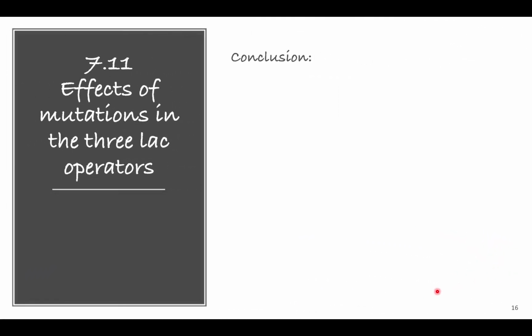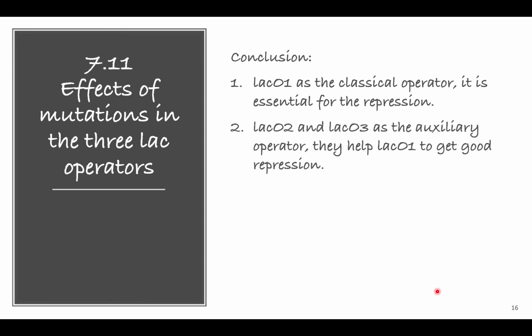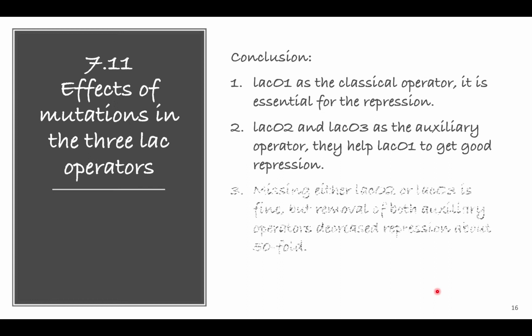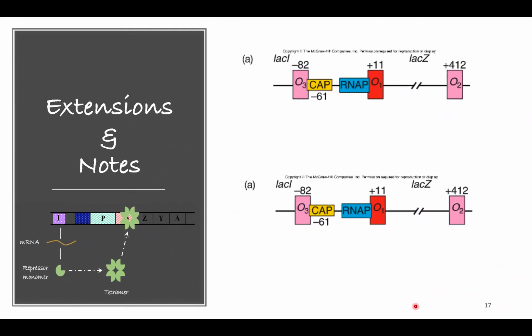So now here's the overall conclusion. First, LacO1, as the classical operator, is essential for the repression. Second, LacO2 and LacO3, as auxiliary operators, help LacO1 to get good repression. Third, missing either LacO2 or LacO3 is fine, but removal of both auxiliary operators decreases repression about 50-fold. Furthermore, we can talk a little bit more based on that.